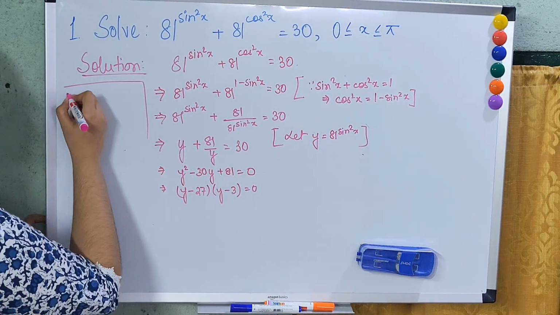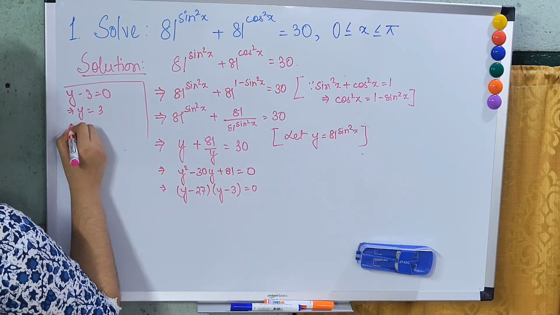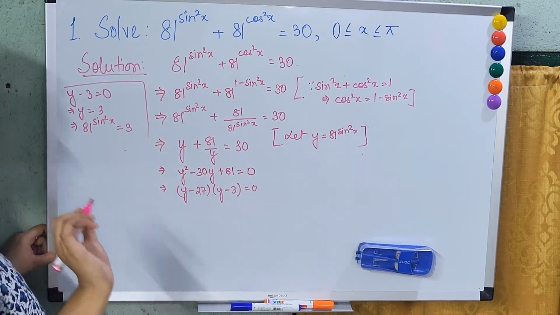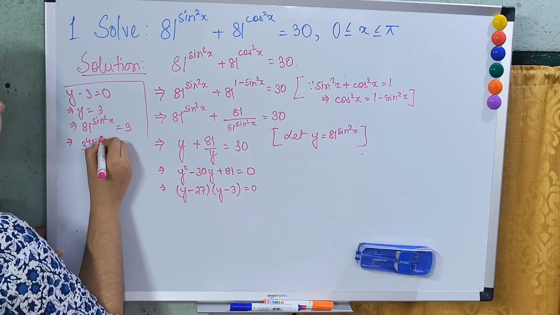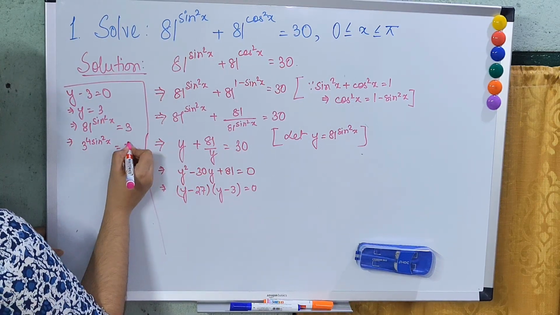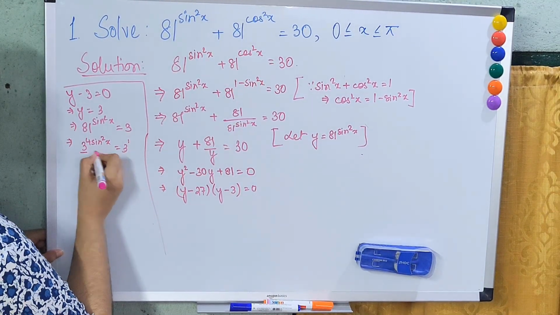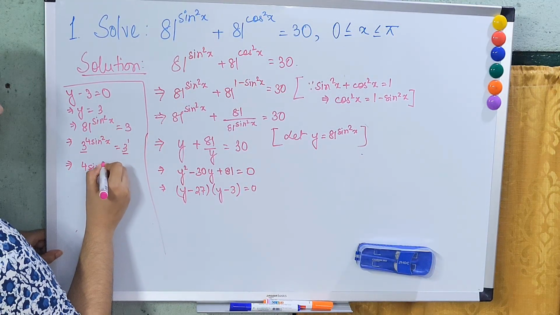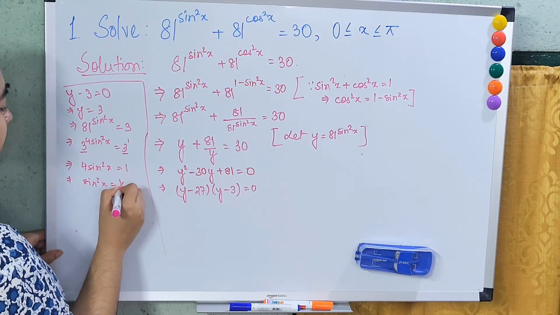So if y minus 3 is equal to 0, we have y is equal to 3. y was 81 to the power of sin square x, which is equal to 3, right? Now as we have written before, this is 3 to the power of 4 sin square x is equal to 3. Okay, so this is a power of 1, so 3 to the power of 1. So since the base is 3 and a non-zero number, by equating the powers we have 4 sin square x is equal to 1. That is, sin square x is equal to 1 by 4.